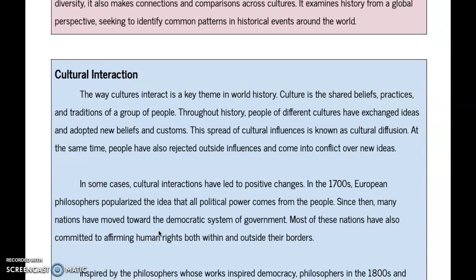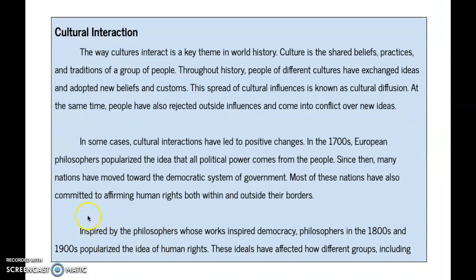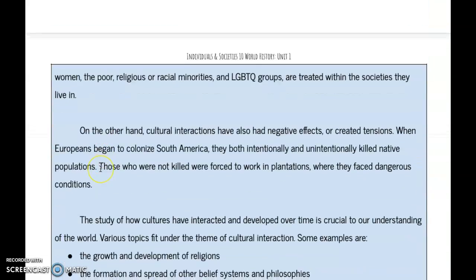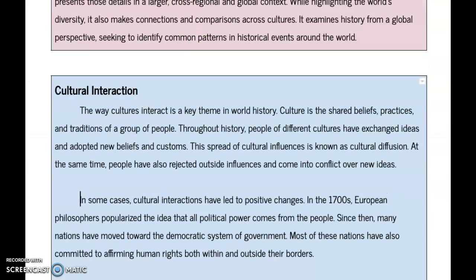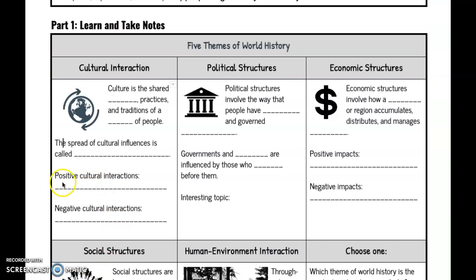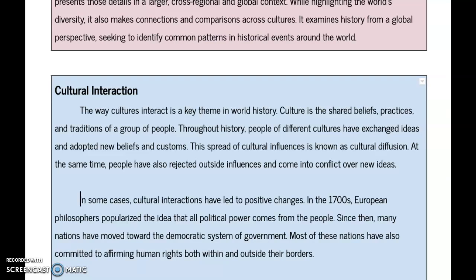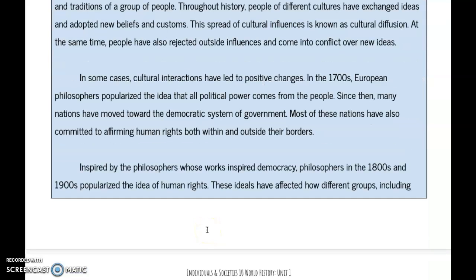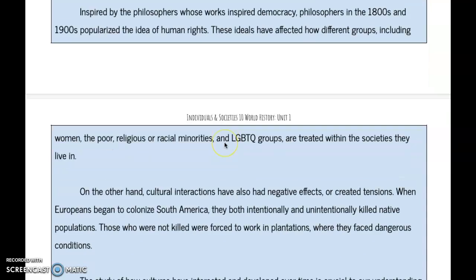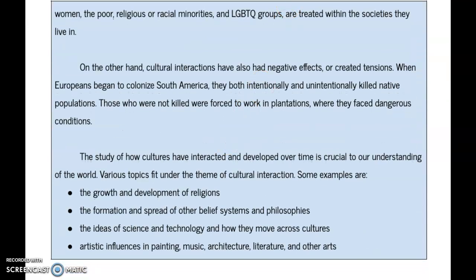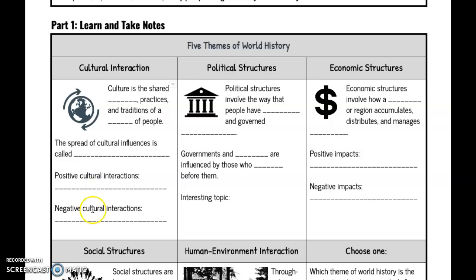Next, let's go ahead and scroll down to cultural interaction. This is the text that you will reference for that first section of your paper. So you'll want to read through this text, only the text in the blue box for cultural interaction. I'm looking for some examples of positive cultural interactions and negative cultural interactions. So using this text and looking through it closely, I'm going to find 2 examples of these interactions, positive and negative. Go ahead and pause the video and do that now.